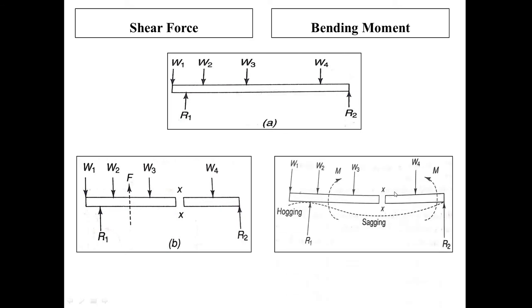Now if you take the bending moment, if you take the section over here, because of the forces, the beam will get sagged between the supports R1 and R2. One force, another force, another force: because of these forces, the beam will get sagged like this. So the action is like this. That is positive bending moment, so it is a sagging bending moment. At this particular point, the beam will be like this, so the direction will be negative. It will be hogging bending moment. So these are the two types of bending moment, sagging bending moment and hogging bending moment.